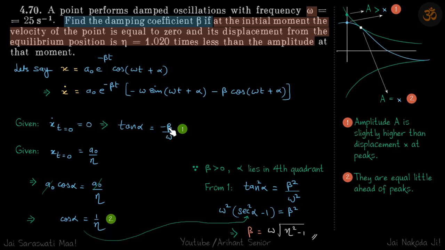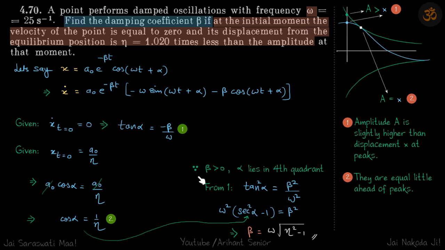So these are our two equations, and our variables are alpha and beta. So let's eliminate beta. We'll square this equation, so we get a term of sec square alpha, and we'll put the value of sec square alpha from here, and we get the answer beta to be this, since beta is positive.